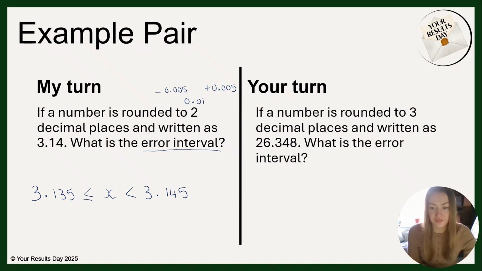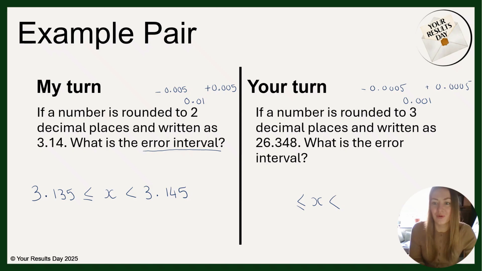Here's one more question for you to have a go at. Once again, pause the video so you've got time to complete it and hit play when you're ready to hear the solution. So once again, I can see that we are being asked for an error interval, so let me get set up here. Now, if I'm rounding to 3 decimal places, that would be 0.001, for example. So half that, split it either way, so I'll be subtracting 0.0005 for the lower bound and adding 0.0005 for the upper bound.